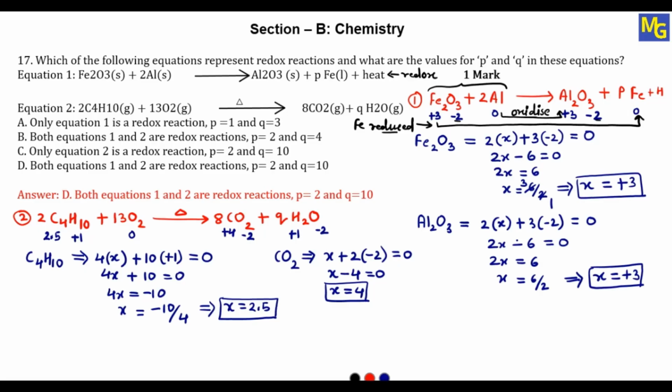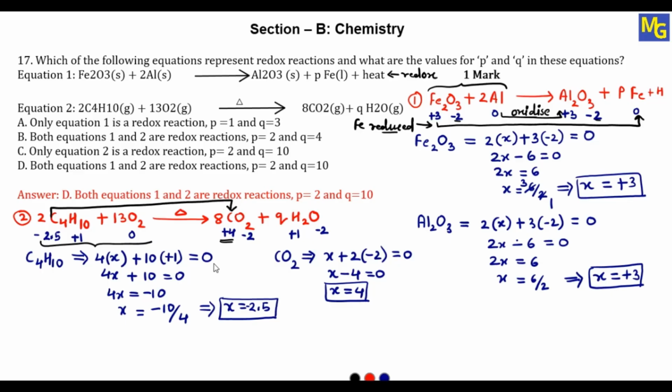Now if you focus on this reaction, here I forgot to write the sign, sorry for this mistake. So here it is minus 2.5 and here also we have to write minus 2.5. Now if you focus on the equation, carbon on this side was minus 2.5 and after the reaction it became plus 4. You can see this, it became plus 4.